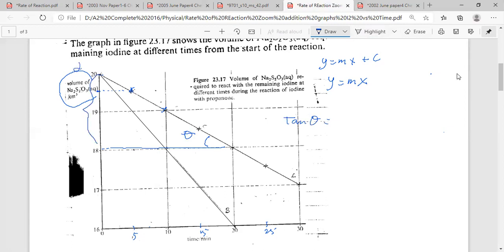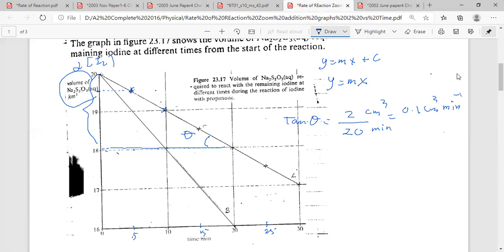Now remember, this is proportional to the concentration of iodine. This is 2, isn't it? So 2 over what? How much is it? 2 over 20, isn't it? Of course, this is in cm cube, and this is in minutes. So it's 0.1 cm cube per minute.